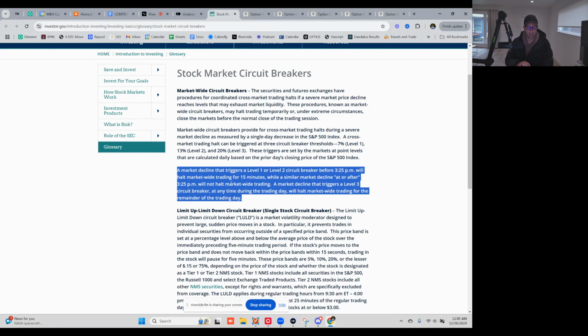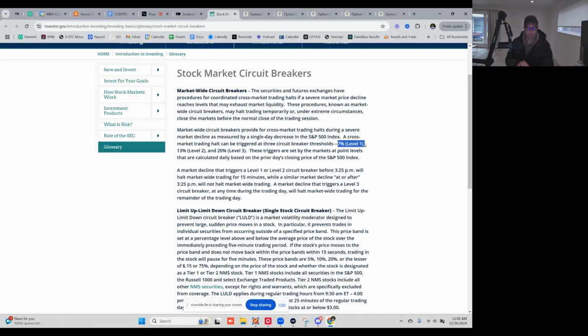A market decline that triggers a level 3 circuit breaker at any time of the trading day will halt the market for the remainder of the day. So this basically shows that if the market goes down 7% or 13% after 3:25, it is not going to halt the market. Therefore, it makes sense there is additional edge in regards to that.